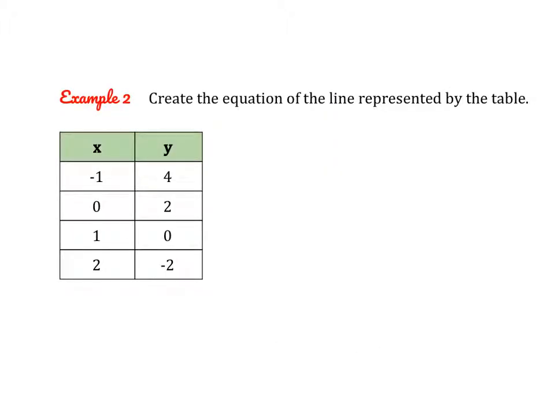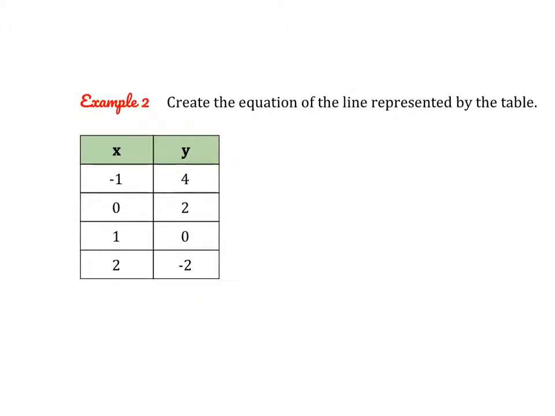All right, so we just learned how to write an equation by looking at a graph, but we should also be able to write an equation by looking at a table of values. So we still need to find the same two things. We need to find the slope and the y-intercept. So let's start by finding the slope.